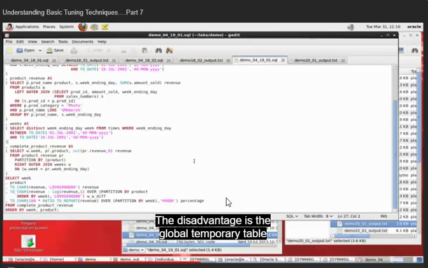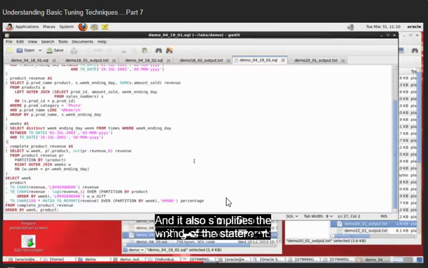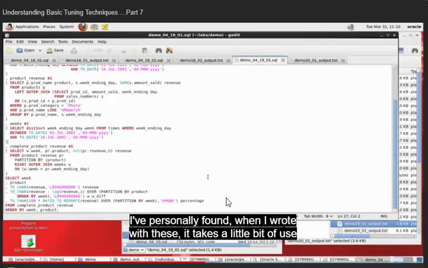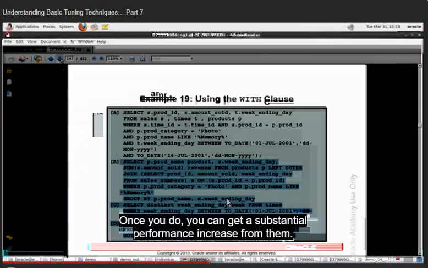And it also simplifies the writing of the statement. I've personally found when I wrote with these, it takes a little bit of use to thinking about using the with clause, looking for something that's repeated as a subquery used throughout the query. But once you do, you can get a substantial performance increase from them. So simplify your query, and you can see net improvements in the performance of them. But we didn't actually measure the performance of that one in this case.